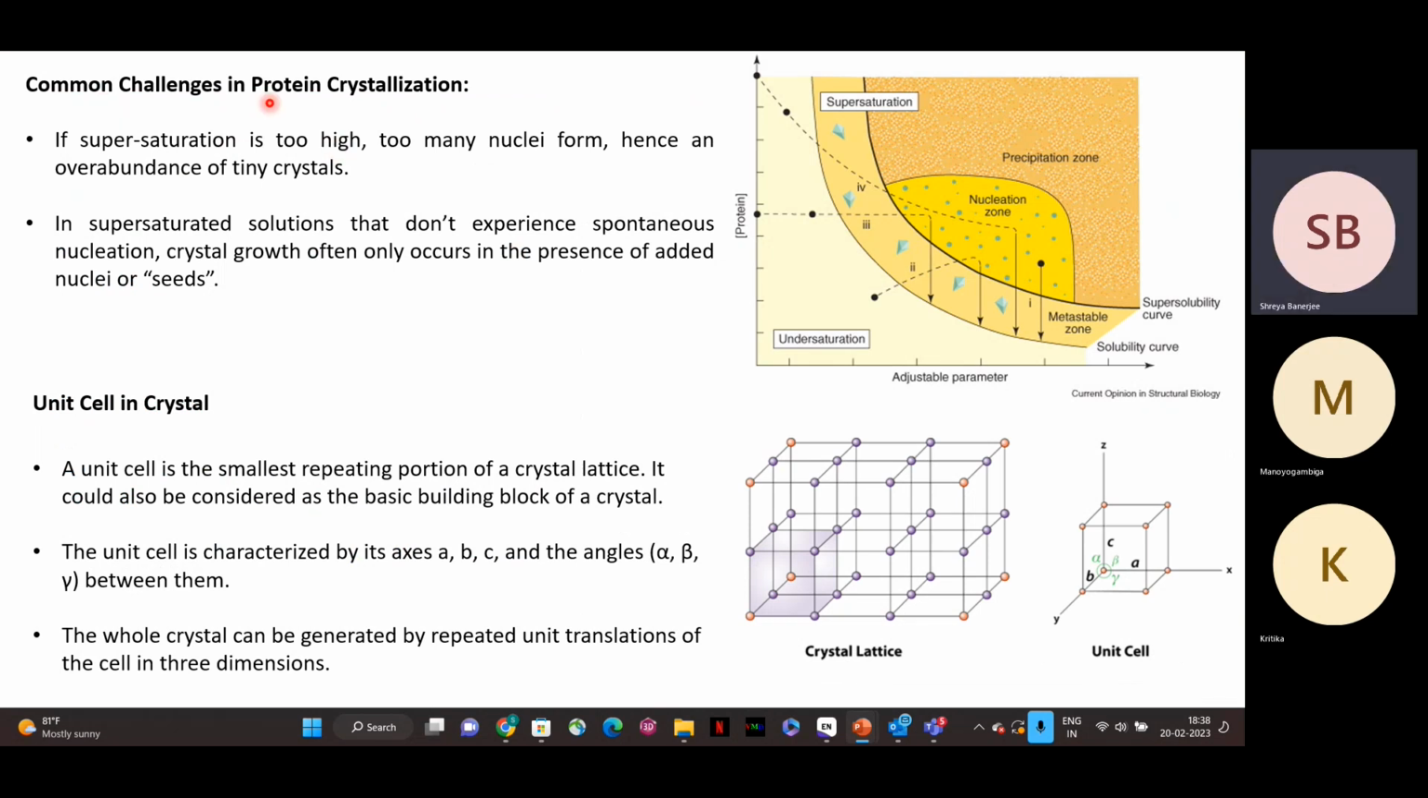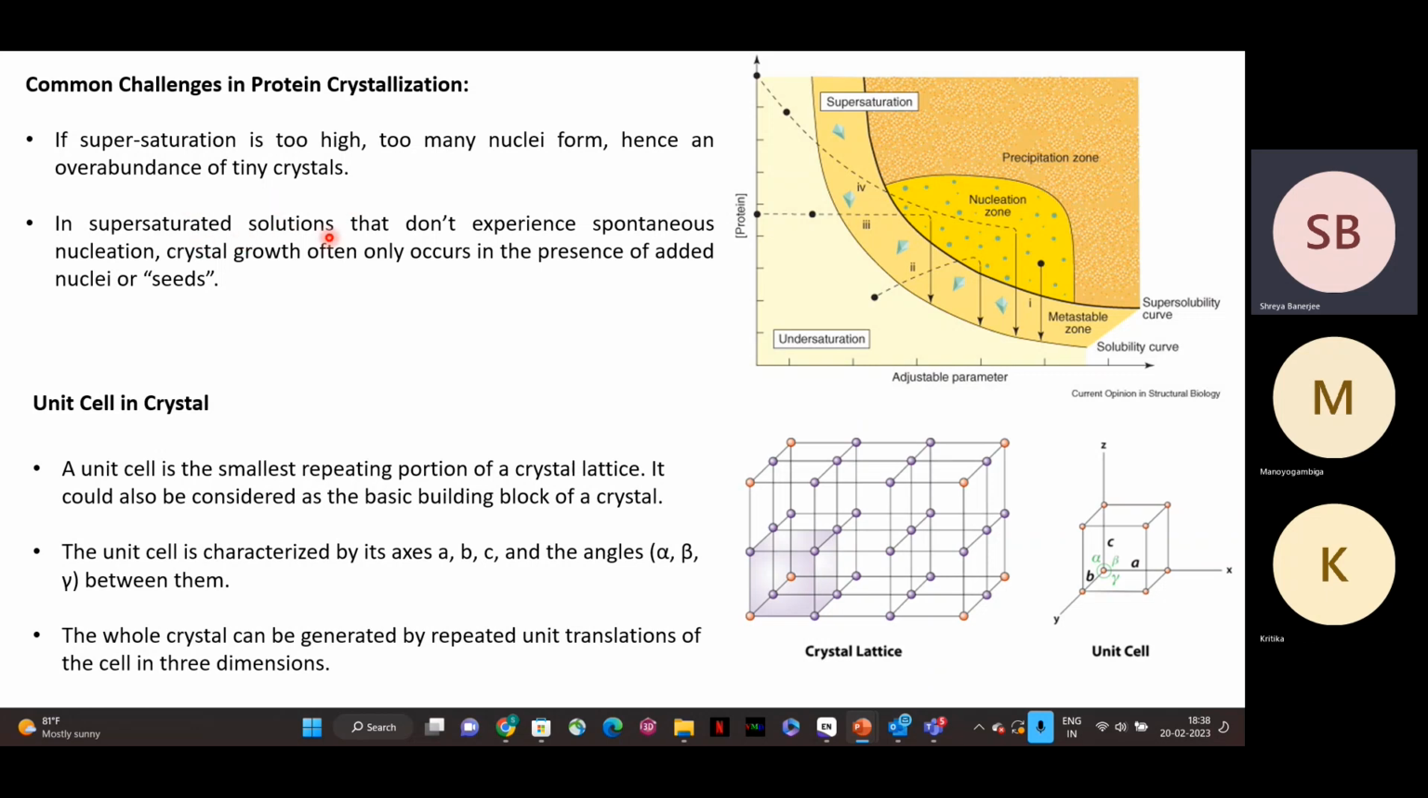There are many common challenges in protein crystallization. Firstly, if the supersaturation is too high, then too many nuclei form and you have many tiny crystals. Basically, you need few nuclei so that you can get large crystals. But in high supersaturation, there are too many nuclei forming and you get tiny crystals.